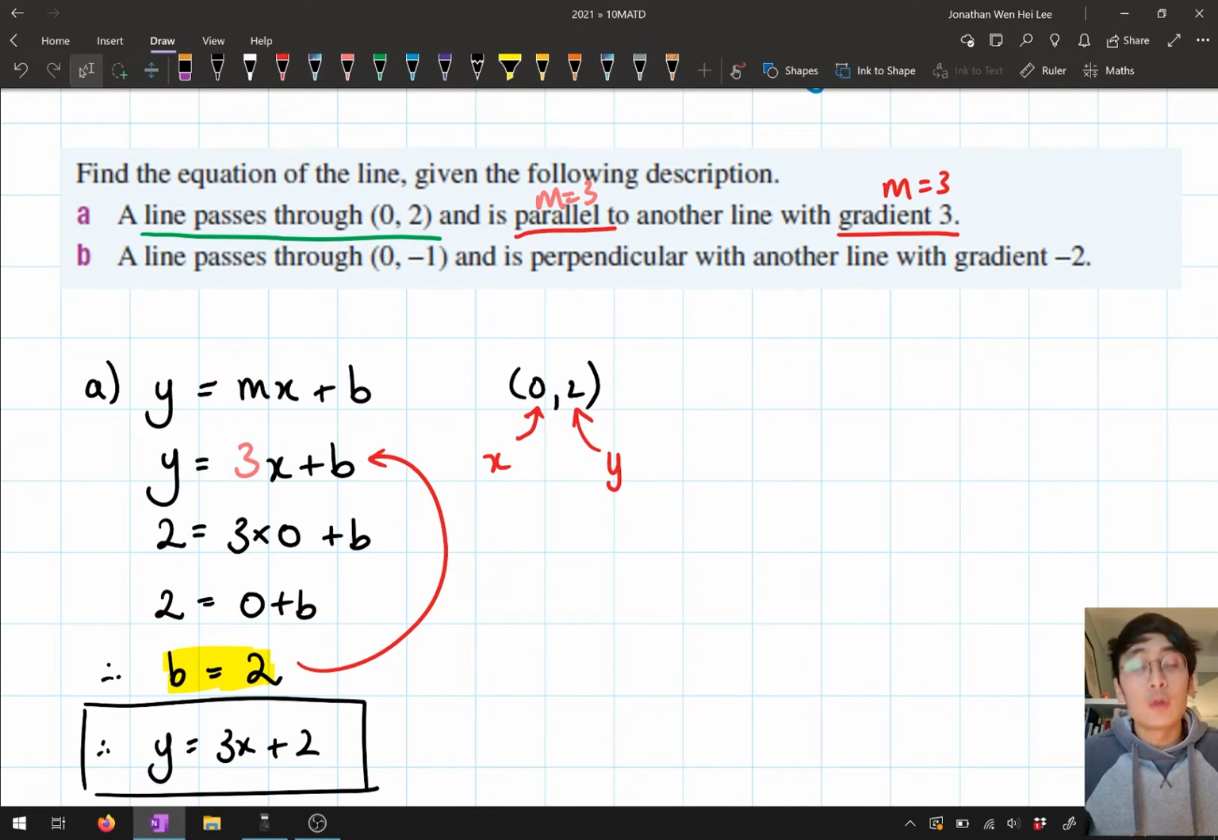So here, in this case, we knew that it was parallel to a line with gradient 3. So that told me that my gradient is going to be 3. So that's what I did here. I replaced the m with 3.